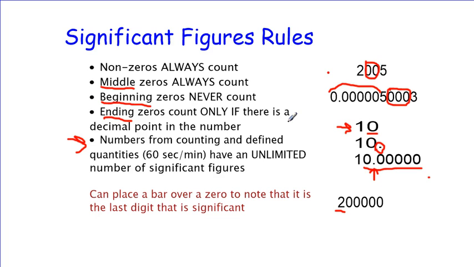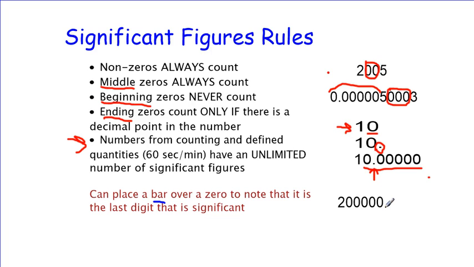Now, if I want to have some ending zeros to be significant and not others, which is going to be important when we start doing calculations with these, I can place a bar over a 0 to note that it is the last digit that is significant. For example, this 200,000, as it is written, there's no decimal point. It only has one significant figure.